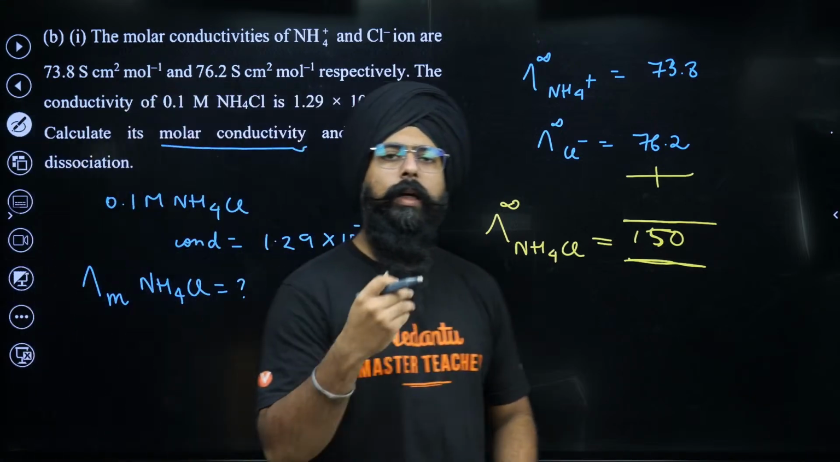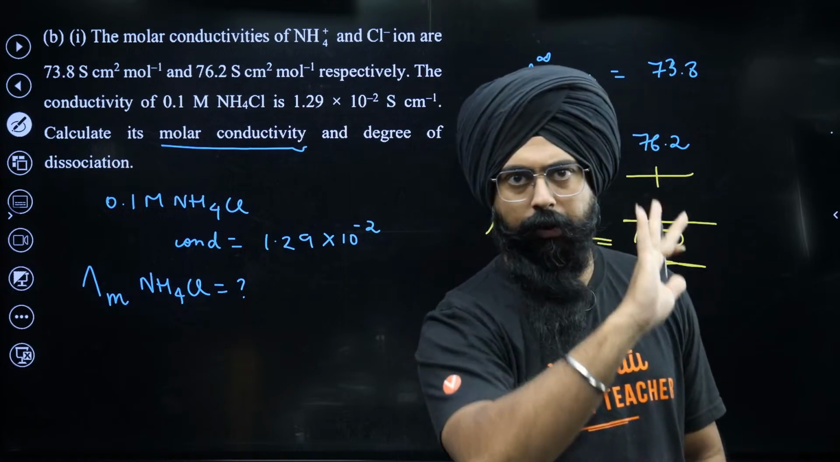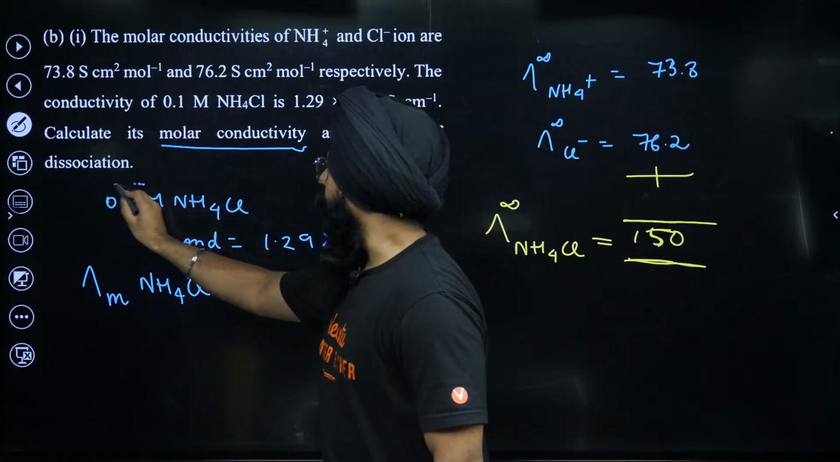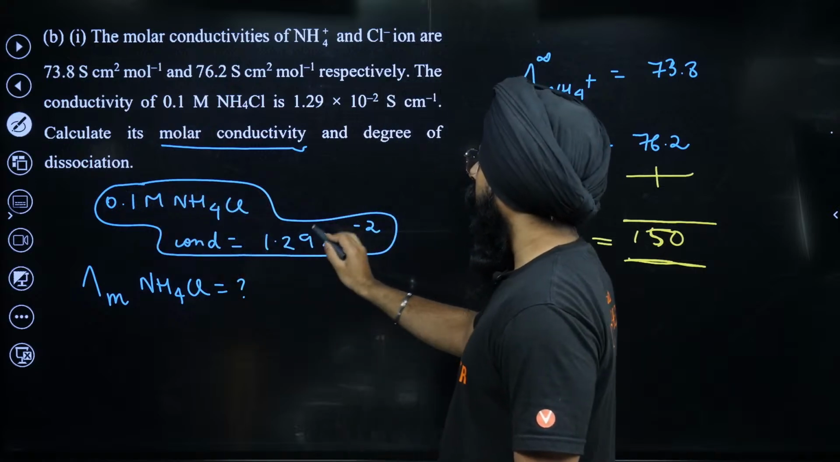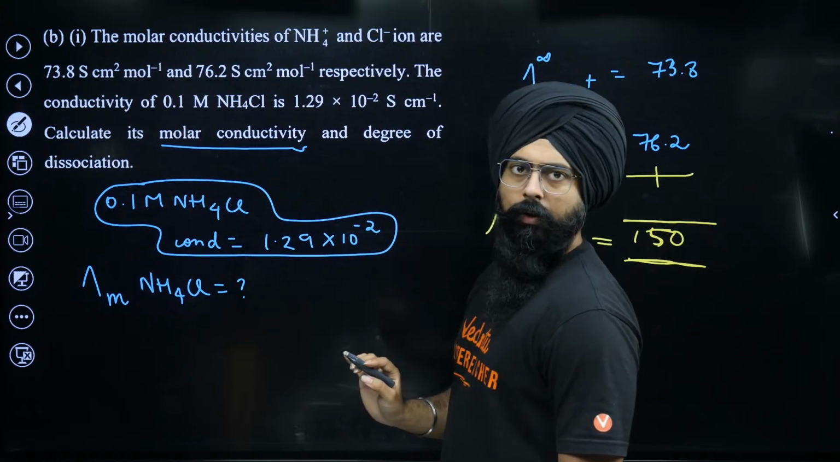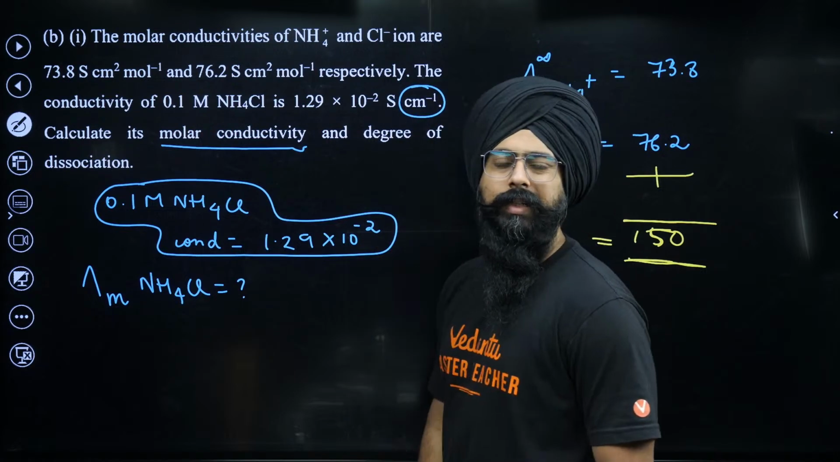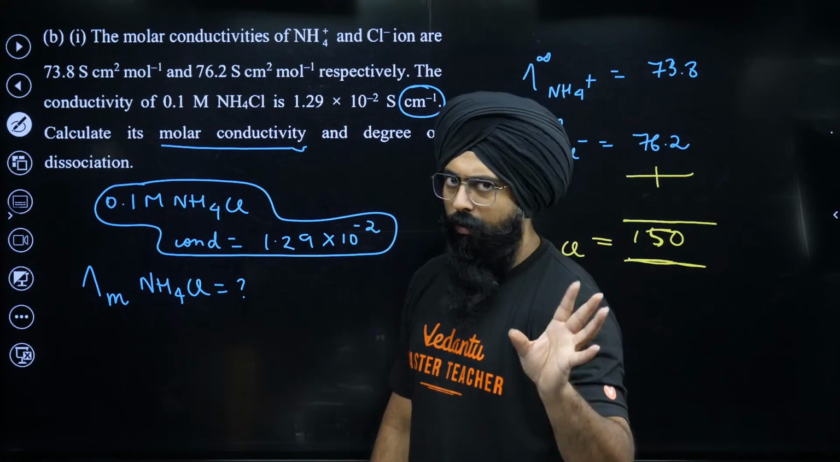See, over here you can either use formula or you can also use logic. This much is given to us. 0.1 molar NH4Cl conductivity is this much, and this is given in centimeter inverse. Now understand the logic. You can directly apply a formula also, I don't mind that.